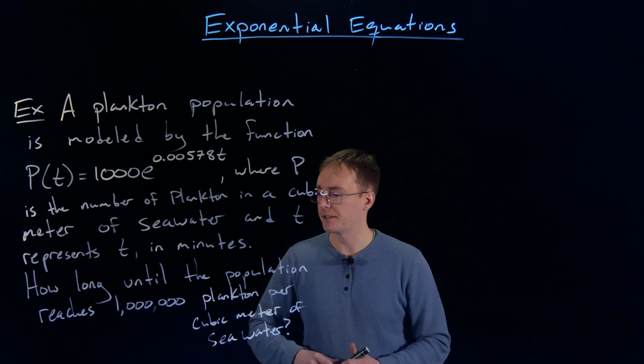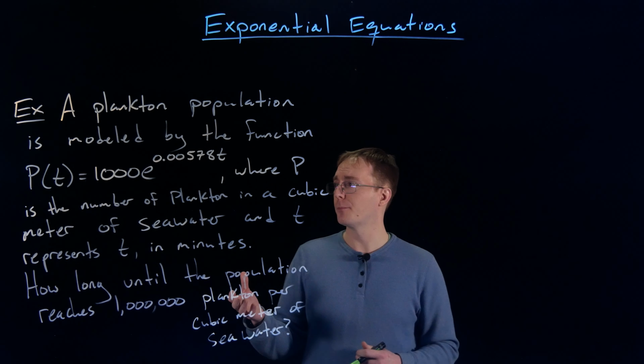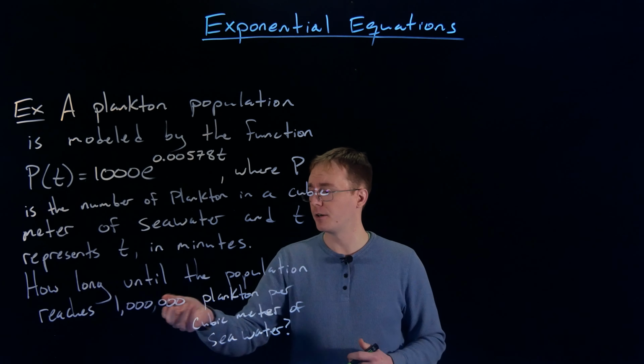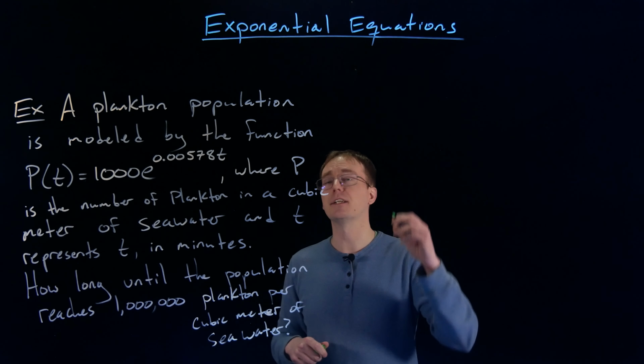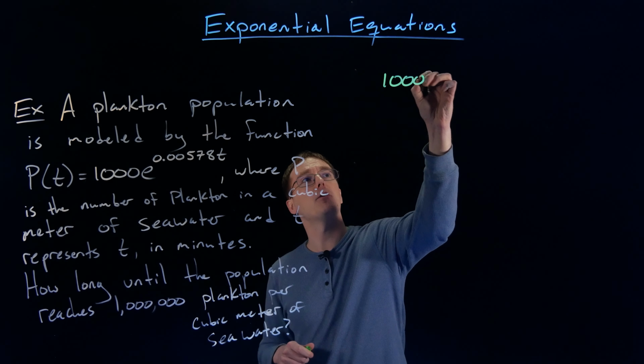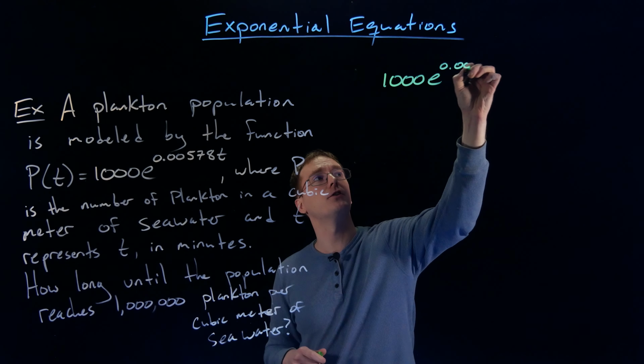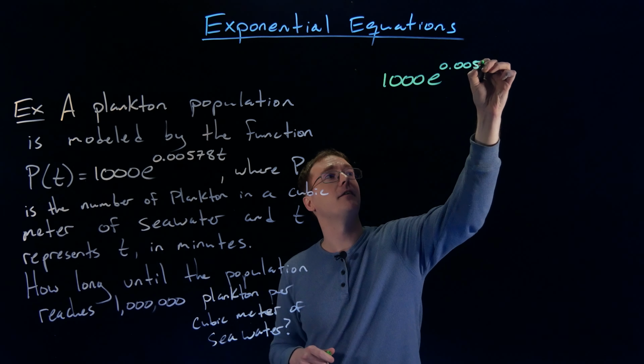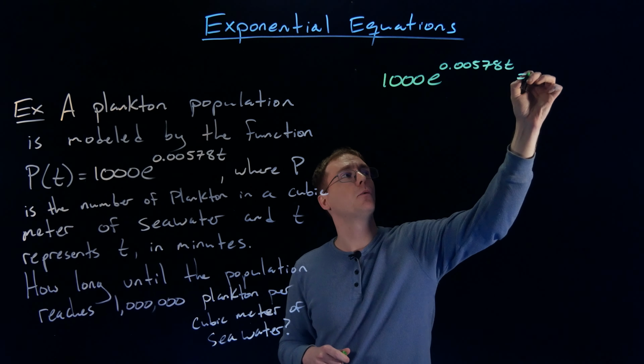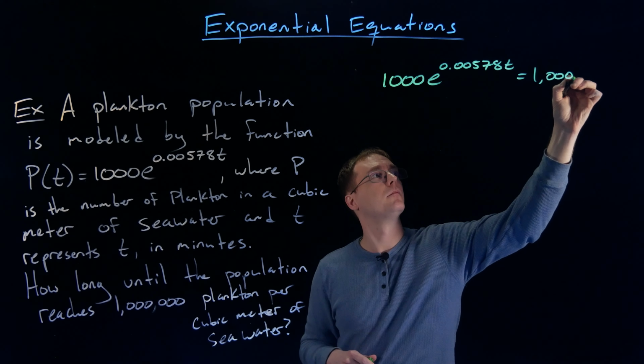So if we want to figure out the answer to this question, we have to figure out when the number of plankton, or the output of our exponential function, is equal to 1 million. And so that's going to give us the equation 1,000 times e to the 0.00578t is equal to 1 million.